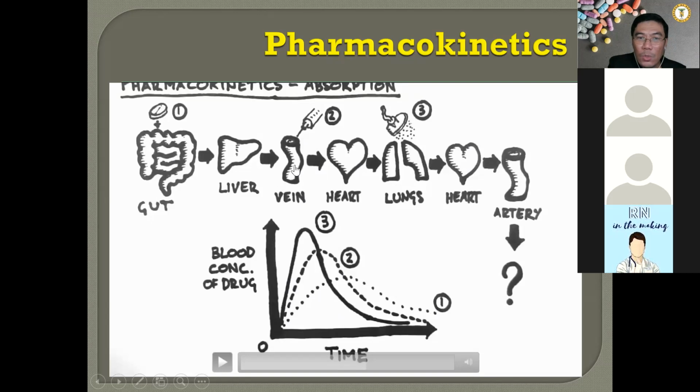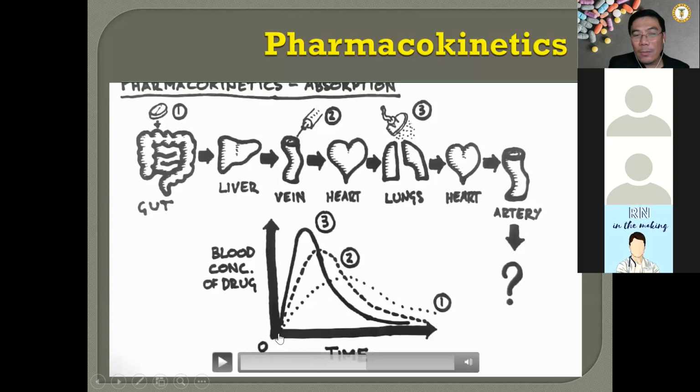So the intravenous route may pass only the heart, the lungs, the heart, then the artery. So the shorter the period that it will reach its maximum concentration. How about if the drug is given via inhalation? So it will just pass through the heart and the artery. So it means the shorter time that it will reach the maximum concentration level.